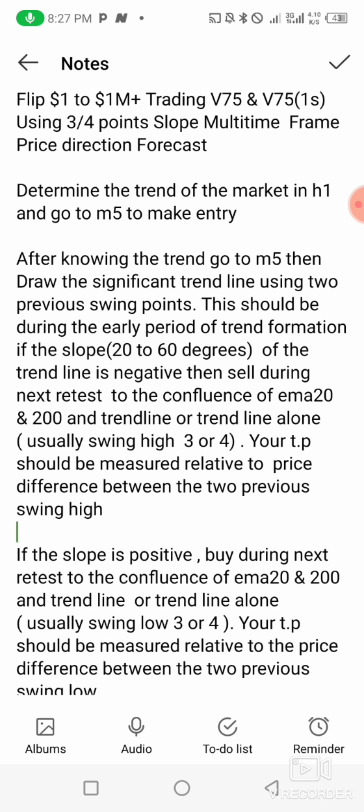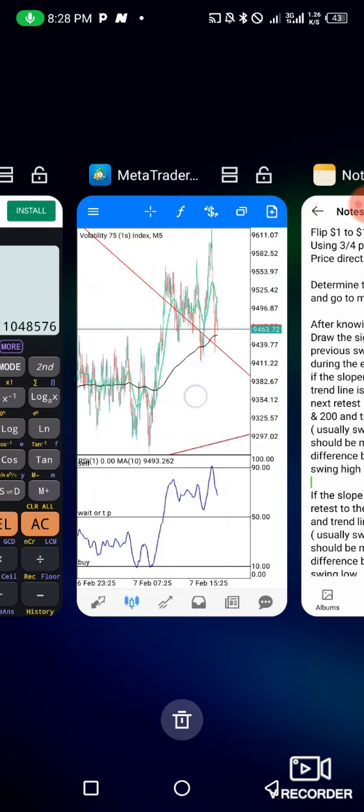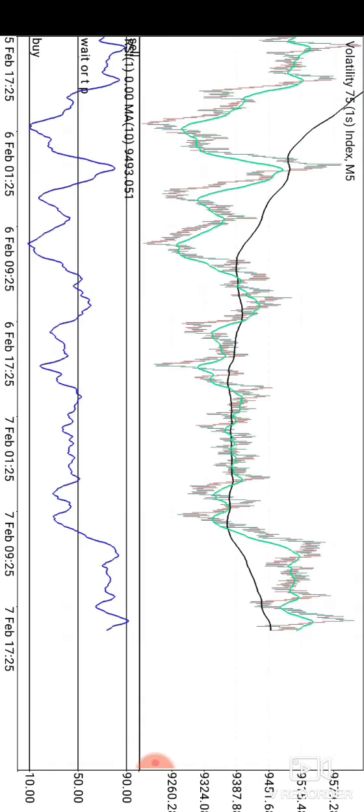Draw a significant trend line using two previous swing points. Okay, this should be during the early period of trend formation. Try to know when the trend is about to form, so that you will not run out of momentum, or be trading when the trend is changing direction. It's bad. So if the slope is 20 to 60 degrees on the trend line, then you wait for the next retest to the confluence. You see that confluence of EMA 20 and 200 and the trend line, or the trend line alone. I will explain what I mean as we progress.